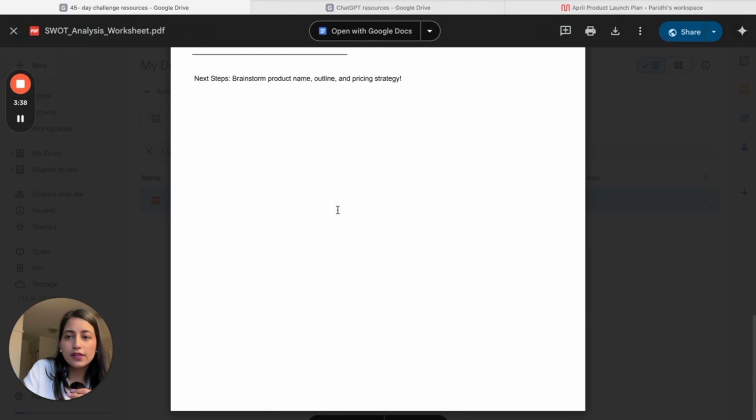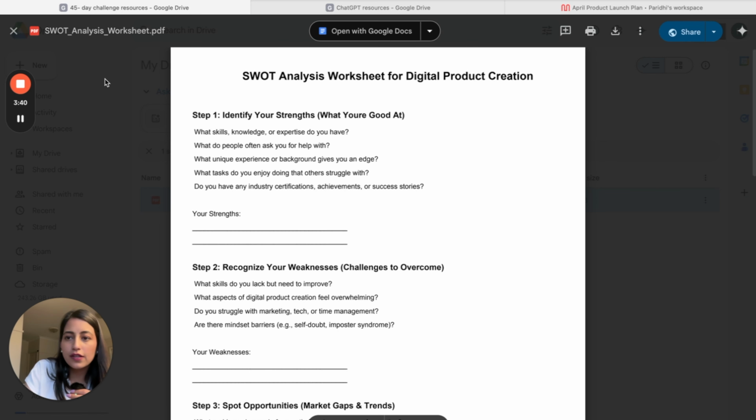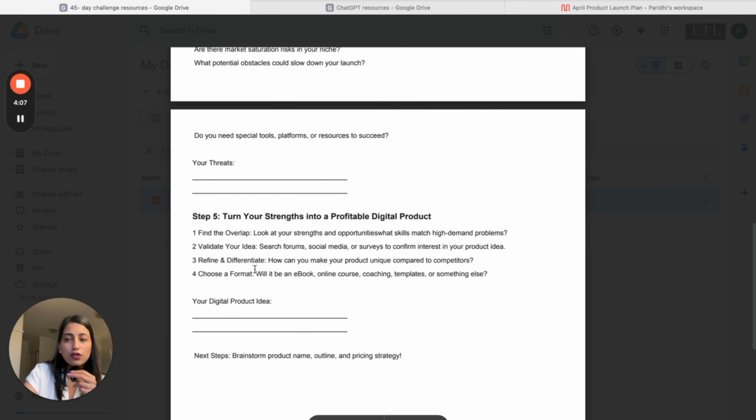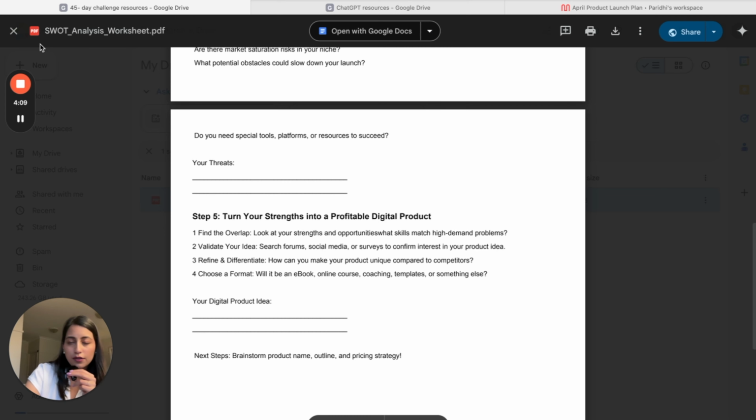So this is the 45-day challenge SWOT analysis. Once you do this analysis, you'll see what skills, knowledge and expertise I have, and what people often ask me for help with. Because you might be a good dancer, it could be just your hobby, but do people really take expert advice from you when it comes to dancing? Do you really have enough tips and tricks to share? If not, then it is not as profitable a strength as we are looking for, right? So we need to answer all of these questions to figure out exactly what our strengths are.